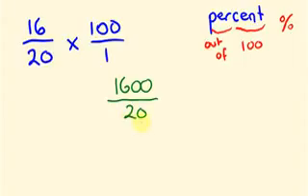Okay, we can cancel these zeros out to start off with. And then we have 160 divided by 2. Now 160 divided by 2 equals 80. So our answer is 80%.